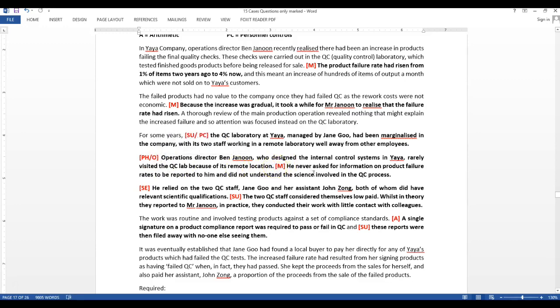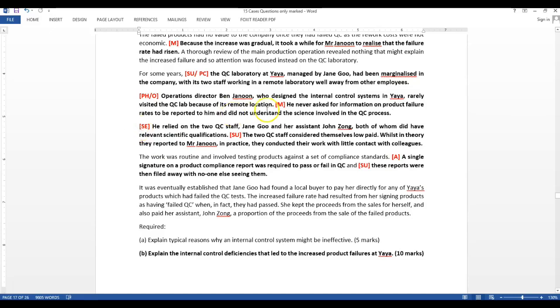Next one, he never asked for information on product failure rates to be reported to him, and did not understand the science involved in the QC process. So again, this is a management control failure. He didn't ask for any information. That is a very bad kind of problem here. He shouldn't have done it. Even though he couldn't understand the science involved behind it, he should have got an external verification regarding the report. So he has failed there grossly, and that's a management control problem.